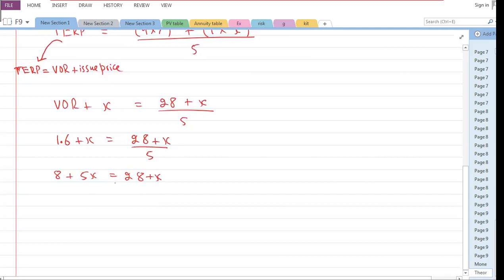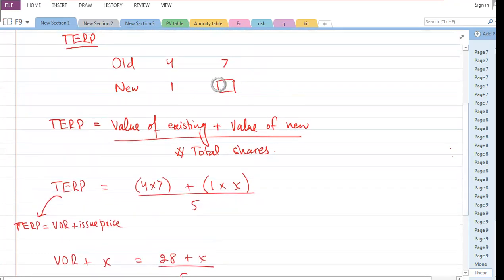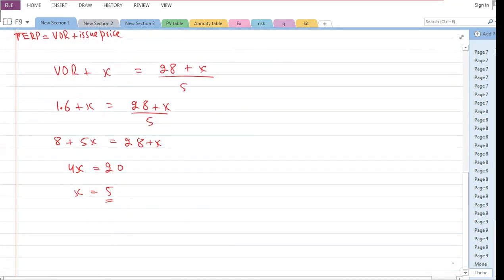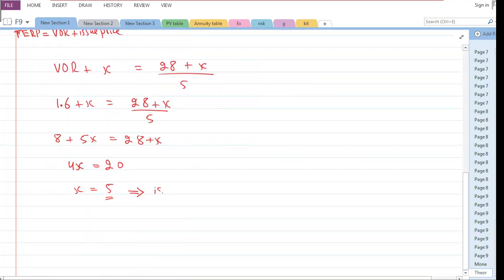So this is going to look like this. 5x minus x will be 4x and 28 minus 8 will be 20. And now x will be 20 divided by 4, which means 5. So this is basically the issue price. Okay, this was the missing link. This is the issue price, our first requirement, right?